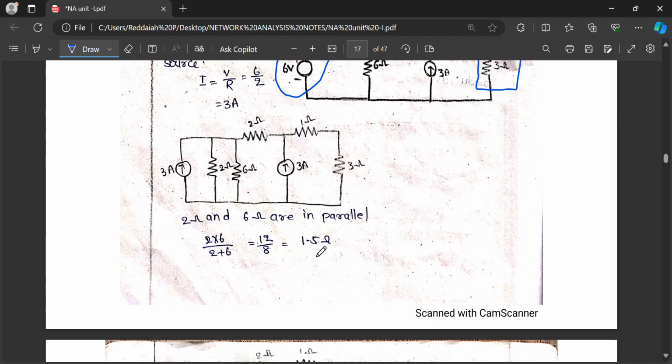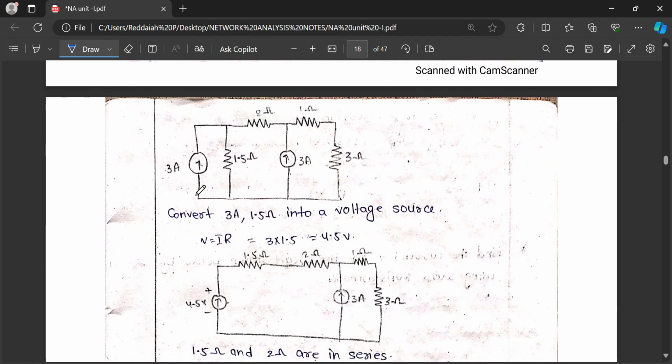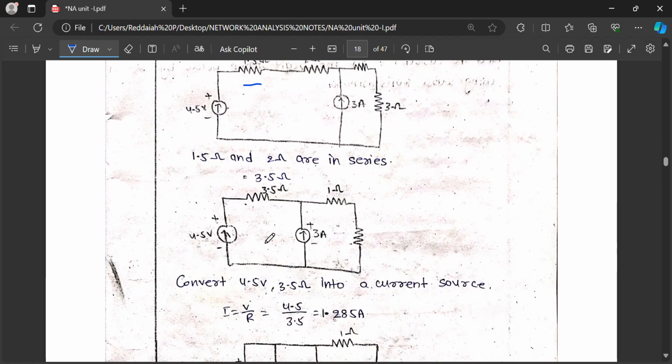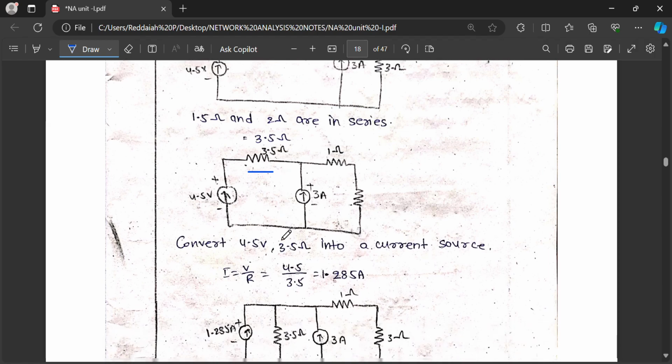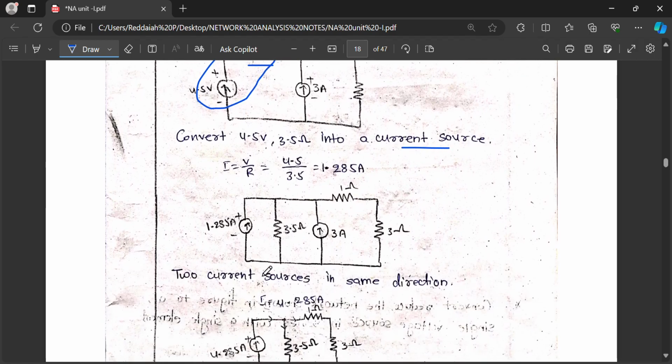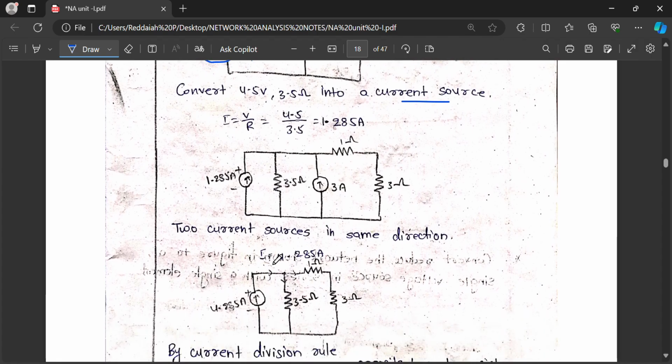Now 2 ohm and 6 ohm are in parallel, we can convert to 1.5. After that, 3 amps with 1.5 ohm, we convert into a voltage source again. You can write this voltage source as 3 into 1.5, 4.5 volts, with 1.5 ohm series resistance. These are in series. Similarly you can redraw the circuit like this. Convert 4.5 volts 3.5 ohm into a current source. Again we are converting this into a current source. You can draw like this.